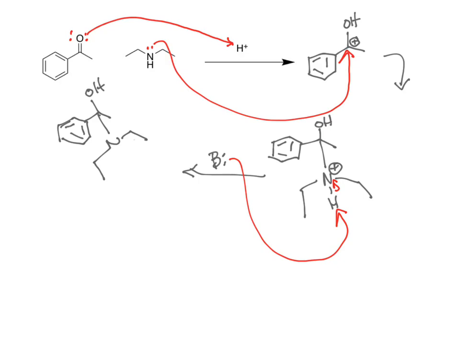So, proton on, something happens, proton off, kick. The next step is proton on. The proton on in this step is likely to come from water. It could go back on the nitrogen, and that would basically lead us back to the step where we were before. All the steps in this reaction are reversible.